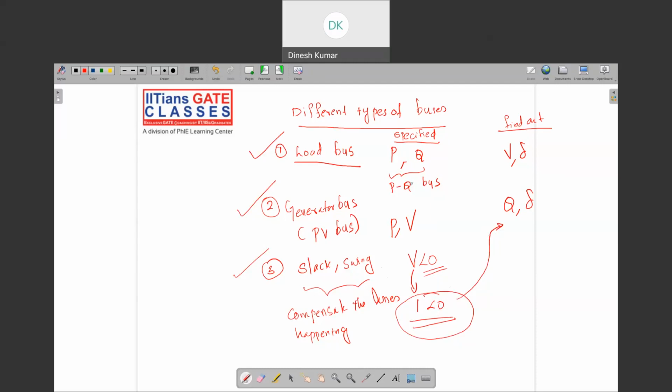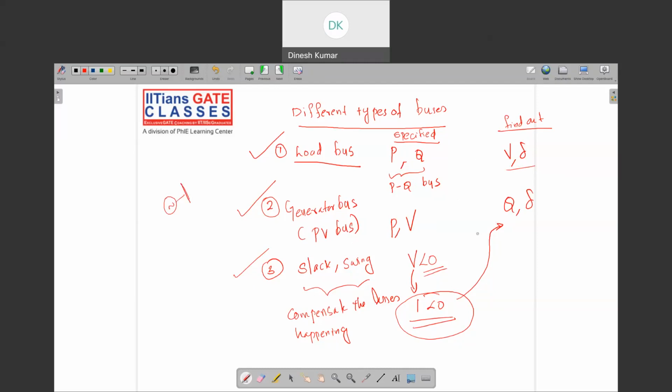For the load bus, P and Q are specified. We have to get this much P and this much Q, and with respect to this, we have to find V and delta of that particular bus. Generator bus is there because if a generator is connected to a particular bus, the voltage of that bus is already known. It's basically a PV bus, so the voltage and the real power will be specified here.